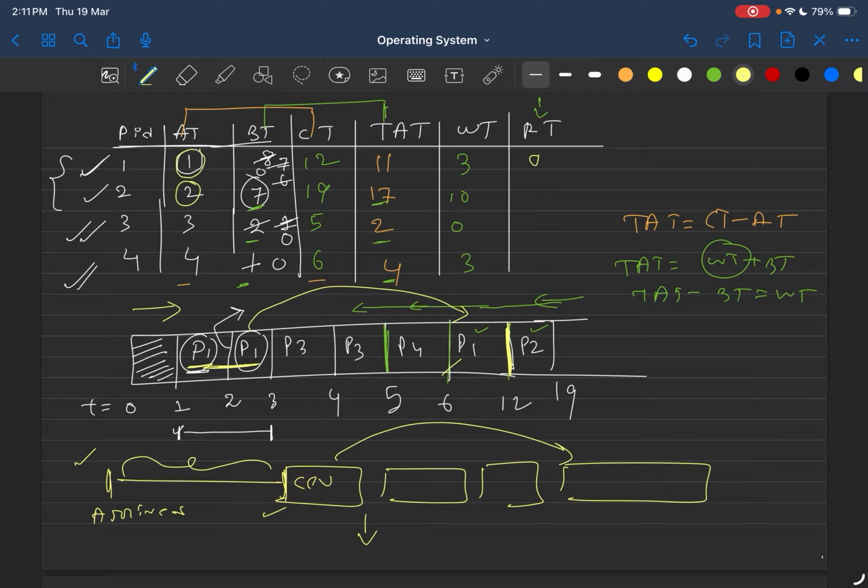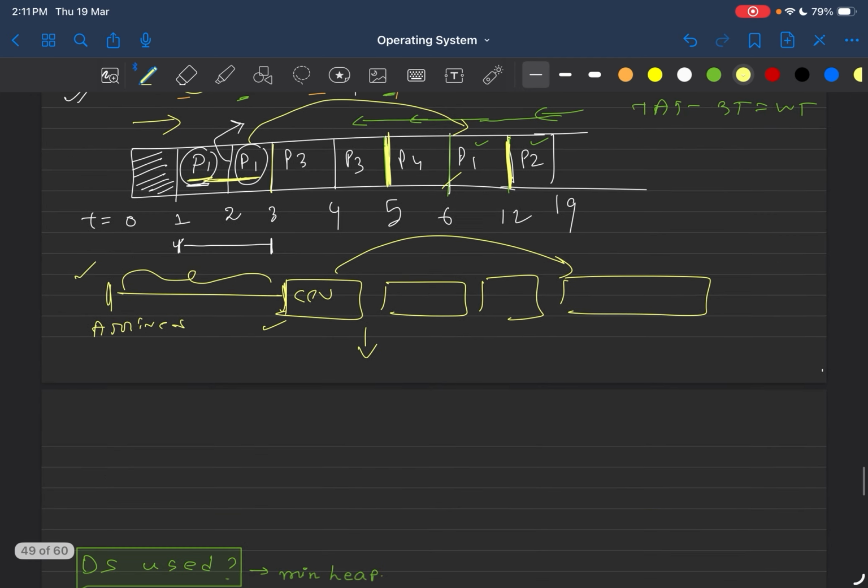So what is the difference between 2 and 12? That is 10. Process P3 arrived at time t equal to 3, and when is it scheduled for the first time? At time t equal to 3. So what is the difference between 3 and 3? That is 0. Process P4 arrived at time t equal to 4, and was scheduled for the first time at time t equal to 5. So 5 minus 4 is 1.